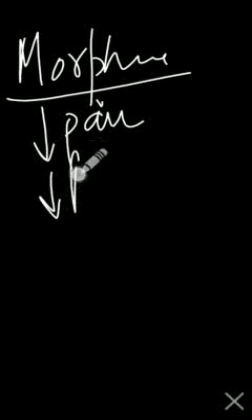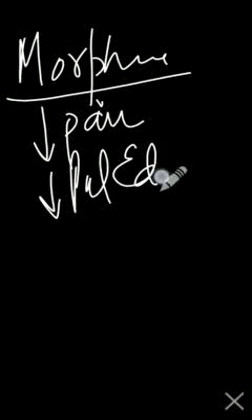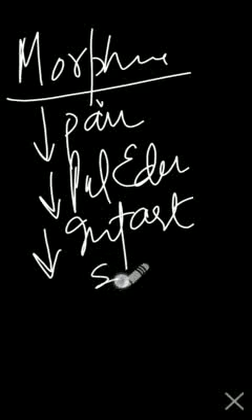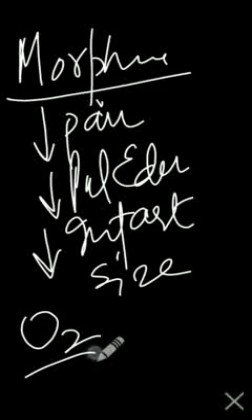The immediate management of both STEMI and NSTEMI is similar. We give the patient morphine. Morphine, you all know, is an analgesic. It reduces the chest pain. It also reduces the pulmonary edema, and it also reduces the size of the infarct. Very important point. Then we oxygenate the patient.